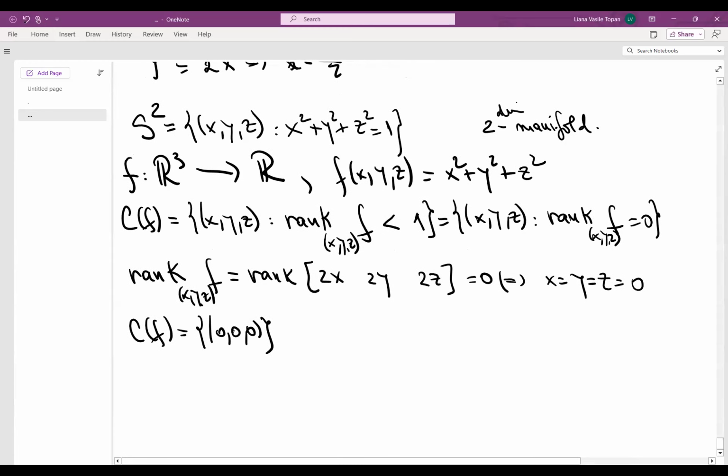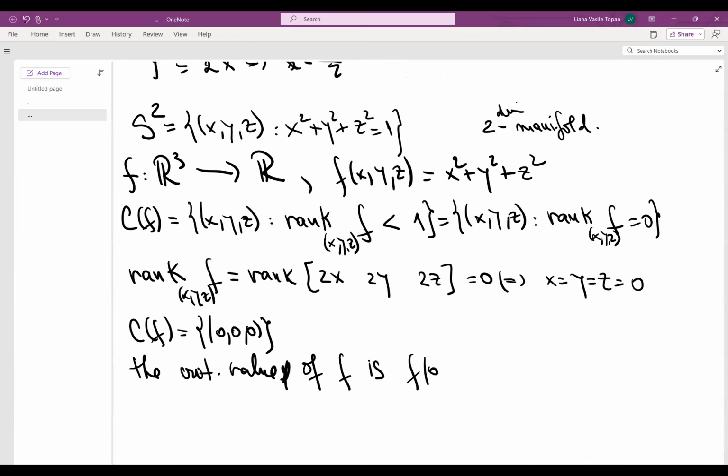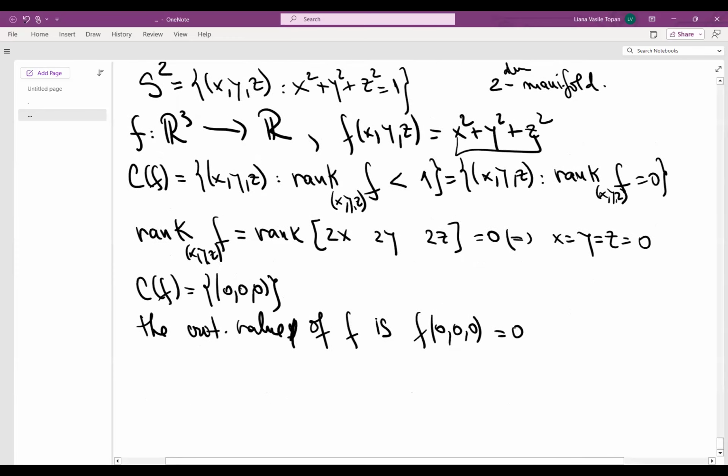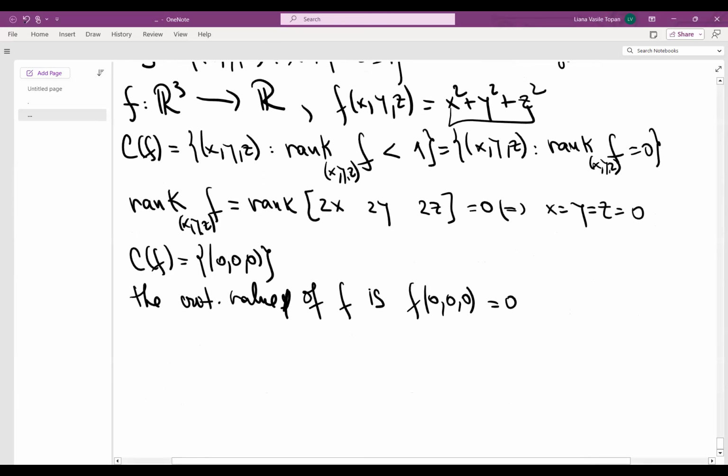That's the only critical point. What will be the critical values? The values that f takes on the critical points. So the critical values of f, well, there is only one, right? Because we only have one critical point. So it's only one critical value. It's f of 0, 0, 0, which replacing here is 0. So the only critical value of the function is the number 0, which means that every number which is not 0, every real number which is not 0, is a regular value of f.